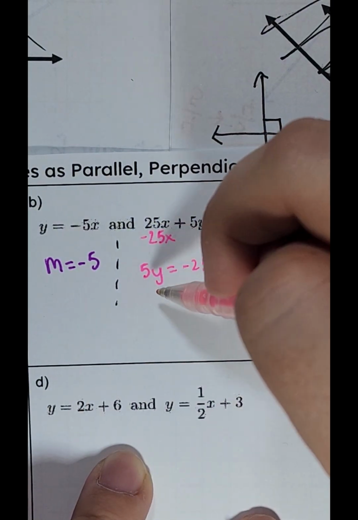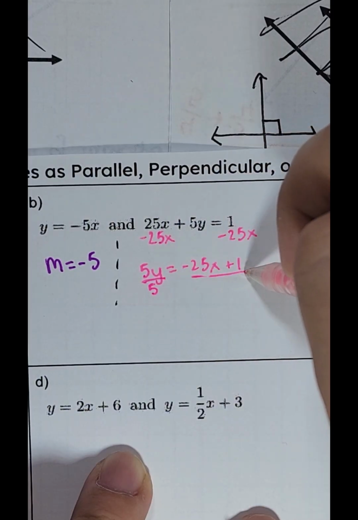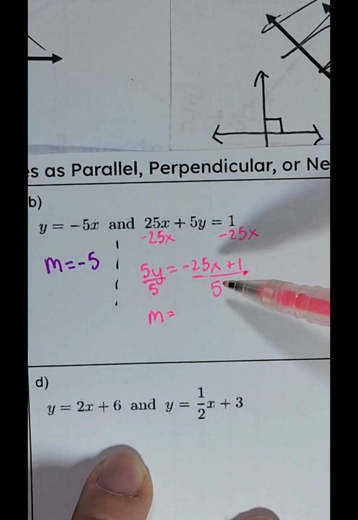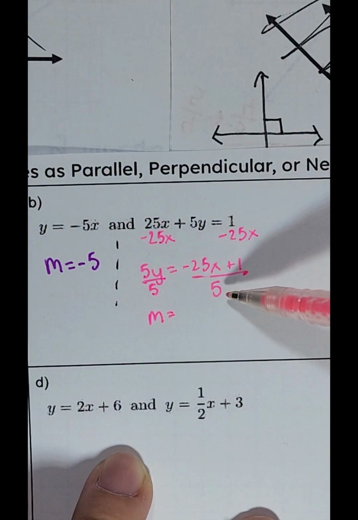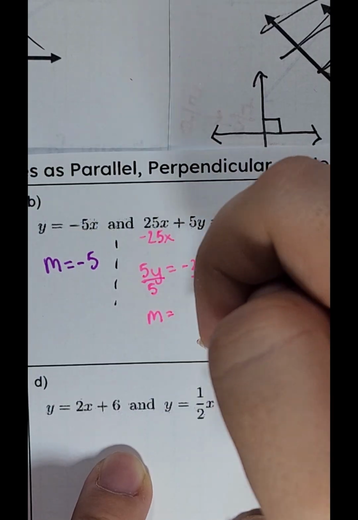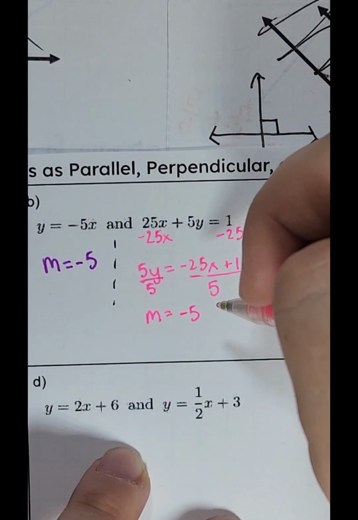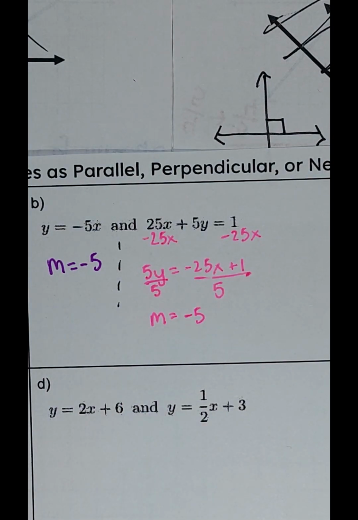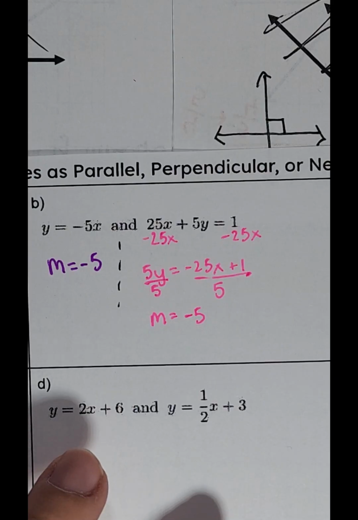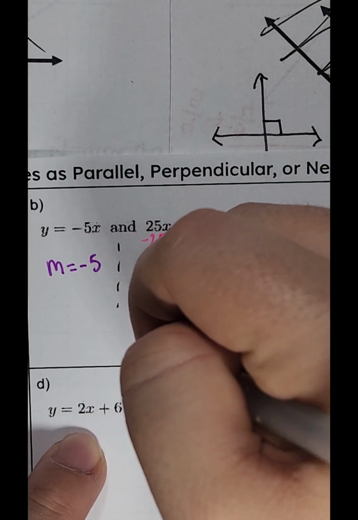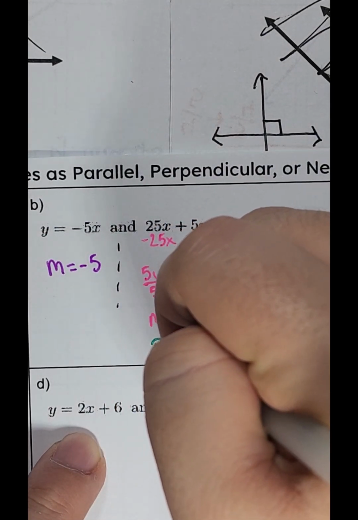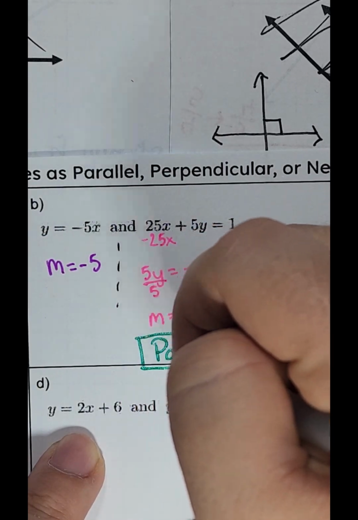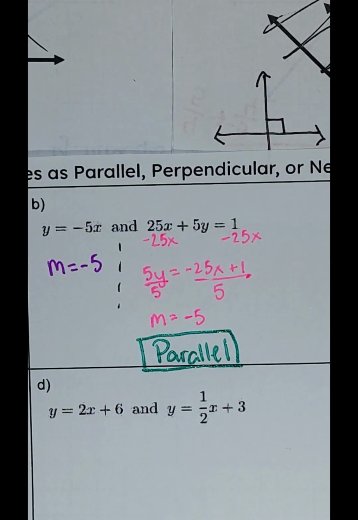To get y by itself, I need to divide both sides by 5, which tells me that slope is going to be equal to negative 25 divided by 5, which happens to be negative 5. Since we have a slope of negative 5 and a slope of negative 5, that means that these two equations for the lines are parallel. These two lines have the same slope, but they have different y-intercepts.